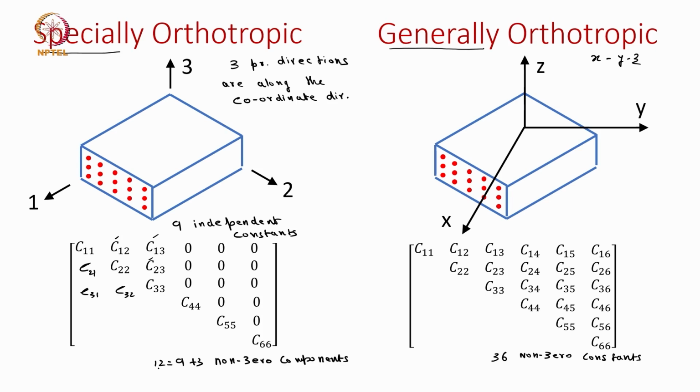The take home message from this slide is, for the same material, depending on your choice of coordinate system, your stiffness matrix can have fewer or more non-zero elements. Usually a good idea is to go with the specially orthotropic, then the stiffness matrix is simple to handle. But of course, there are applications where you need to change the coordinate system, and we will later see how to do the stress or the strain transformations considering this change of coordinate systems.